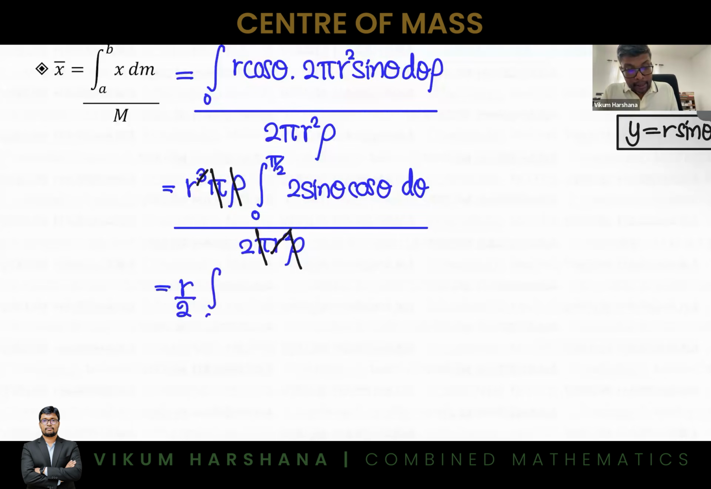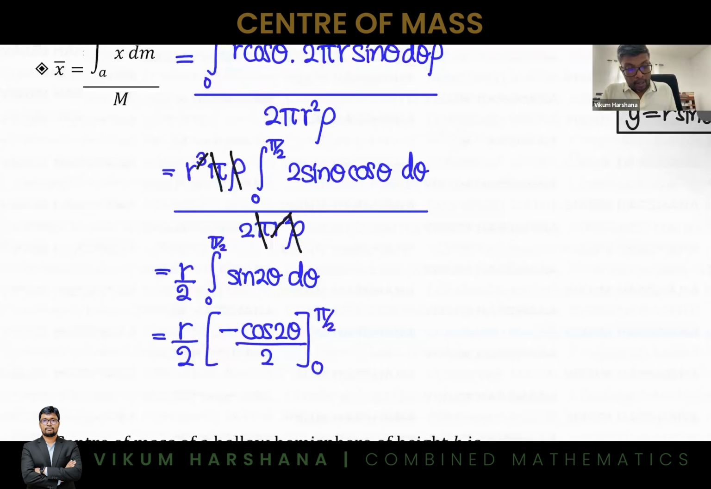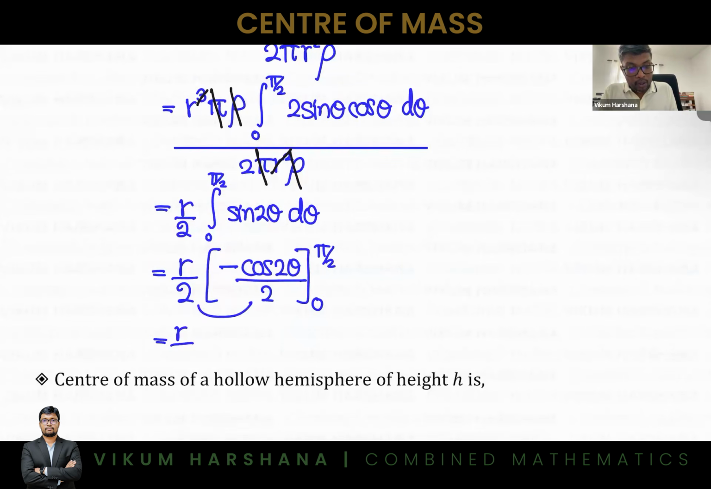Now look at the integration part. Why did I keep that 2 there? You know that 2 sine theta cos theta can be written as sine 2 theta, right? And now we can integrate this very easily. So r over 2, the integration of sine is minus cos, right? Minus cos 2 theta. Then you have to divide by the derivative also, which is 2, from 0 to pi over 2. Now 2 goes out, so r over 4 minus cos 2 theta from 0 to pi over 2.